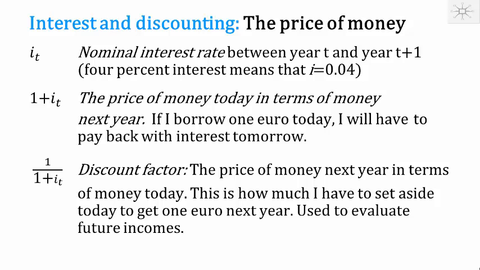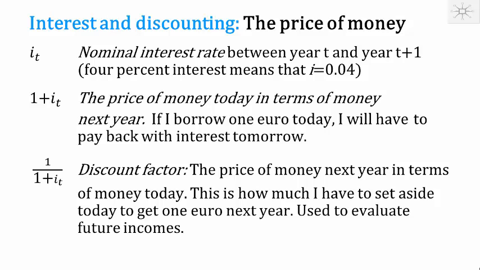So that's how much more you have to pay back if you borrow money today. If you borrow 100, you will have to pay back 104. So what you have to pay back if you borrow $1 is 1 plus i_t next year. And in that sense, this is the price of money today in terms of money next year. Because if I borrow today, I will have to pay back with interest tomorrow. So remember that. The price of money today in terms of money next year is 1 plus the interest rate.